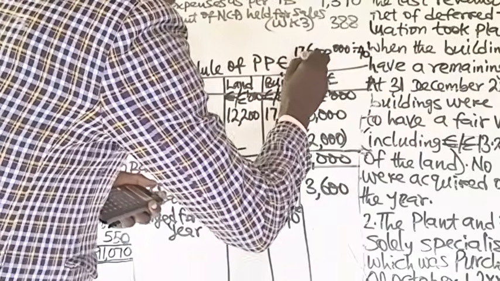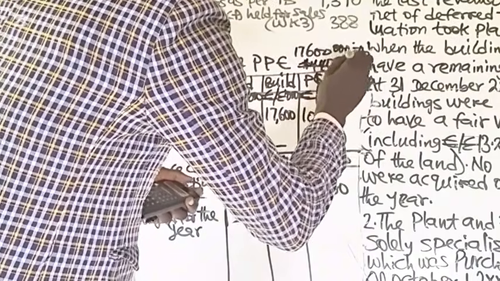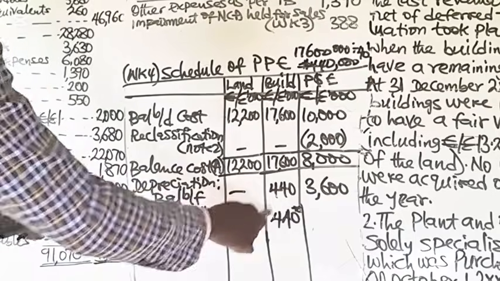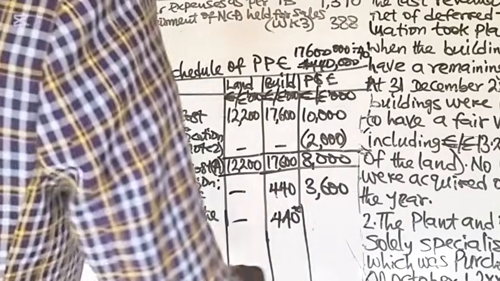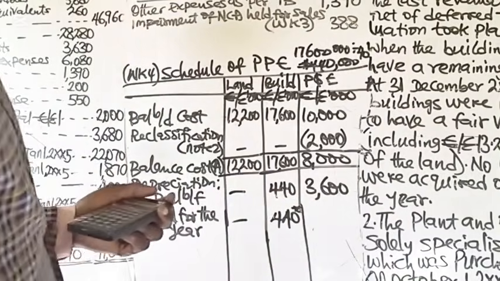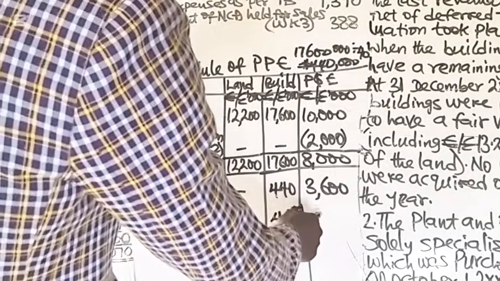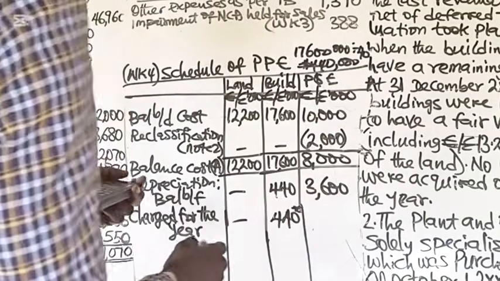So that gives us 440,000. So that is how I got this 440. But this one is in the trial balance. Then the depreciation charge for the year in respect of plant and equipment is totaled.